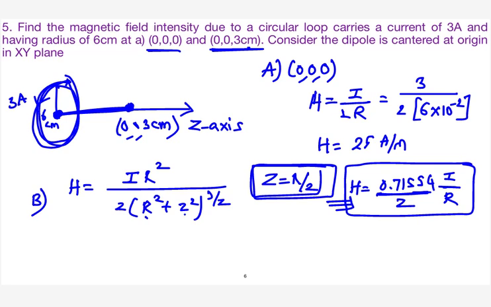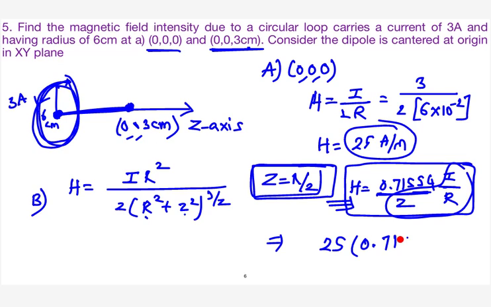Okay. Now, to make the problem simpler, you already know the value of I by 2R, right? I by 2R is nothing but 25 in the first option A. So multiply 25 with 0.71554. That will be the answer. This I was making simpler. So you can tell me after multiplying that, what is the value?